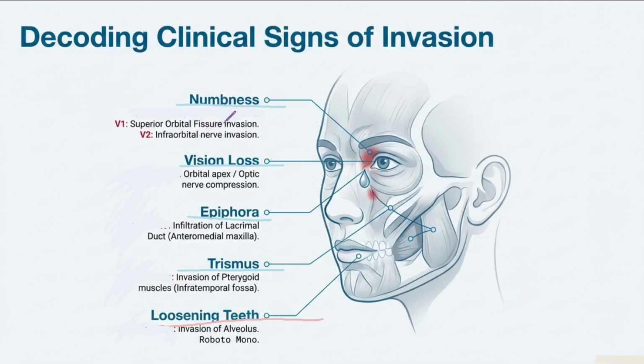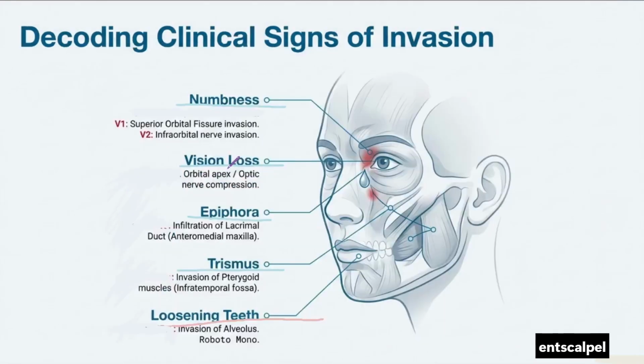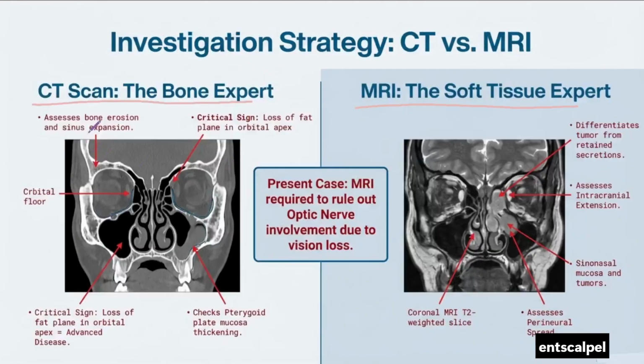So we've done the physical exam, we suspect that nerves are involved, now we need pictures. The diagnostic toolkit lists CT and MRI. Do we really need both? You almost always need both because they tell you two totally different parts of the story. The CT scan is like the architect's blueprint. It looks at bone. You want to see if those walls we talked about are broken. There's a specific detail in the CT section about the eye, the fat plane.